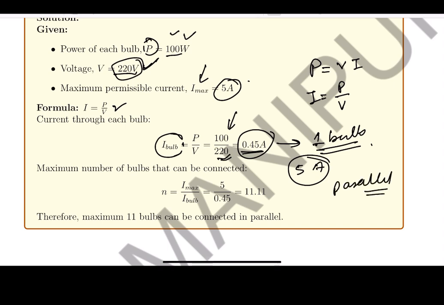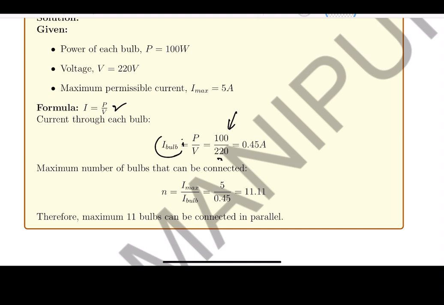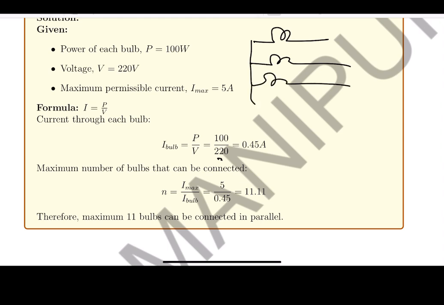Okay, so how to do? Look, there is one bulb, another bulb is connected, another bulb is connected, another bulb is connected, like this. Okay, I'll make the diagram, don't worry. In the notes you'll find a proper diagram. This is one bulb, this is another bulb, this is another bulb, like this.